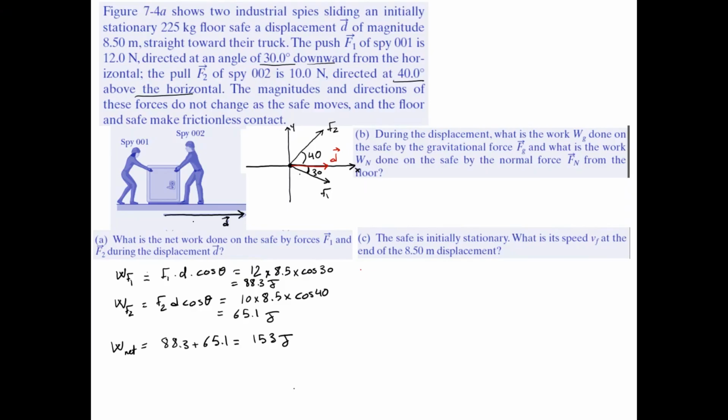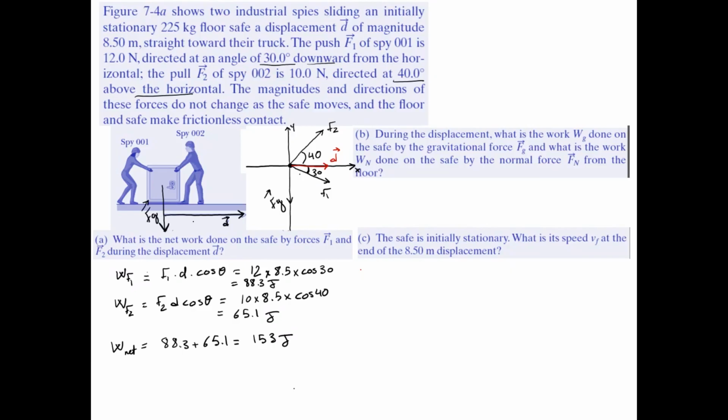We can take a look at part B. During the displacement, what is the work W done by gravity on the safe? So I want the work done by the gravitational force, which we didn't really look at yet. We can see here, this is the safe, so the gravity is downwards, Fg or W. I can also draw it in my force diagram here. 0?